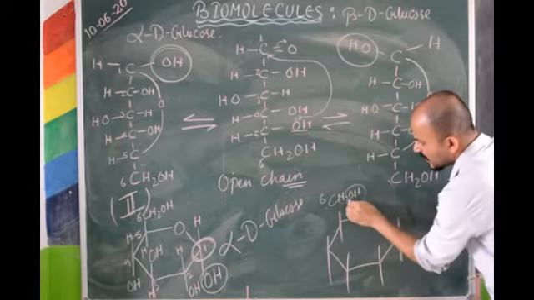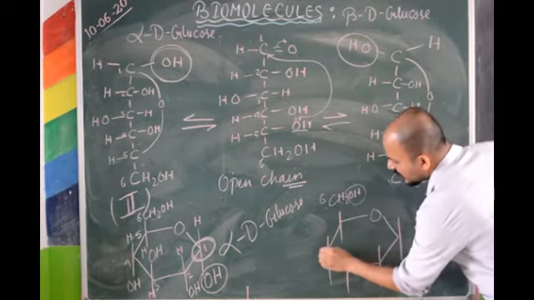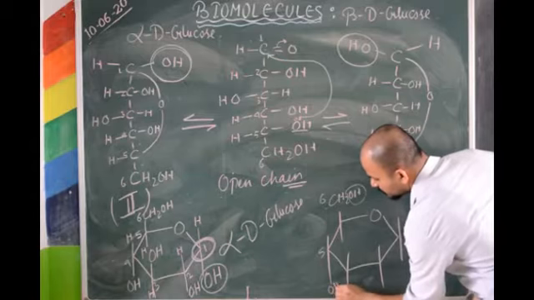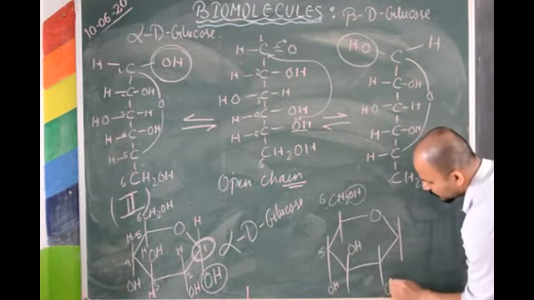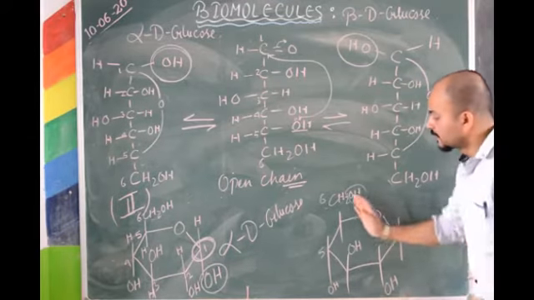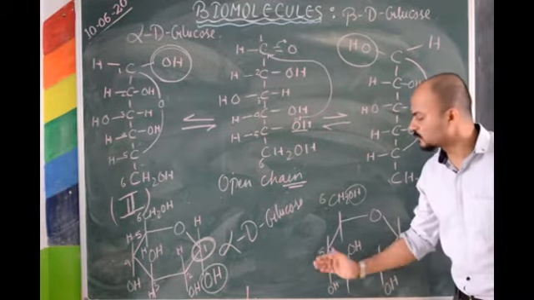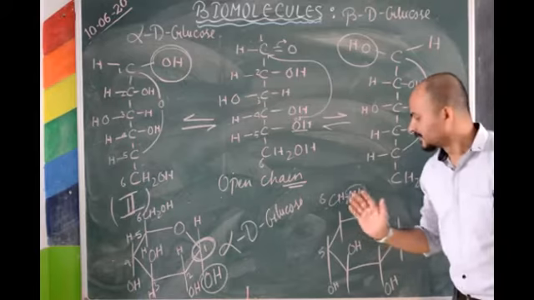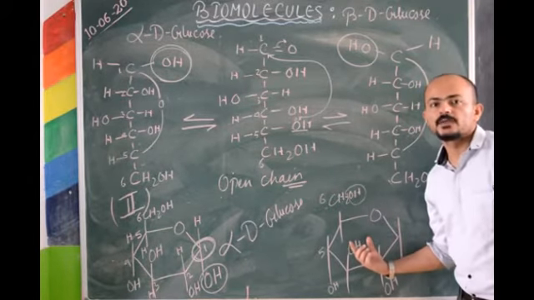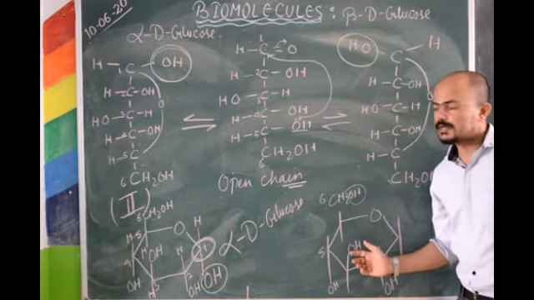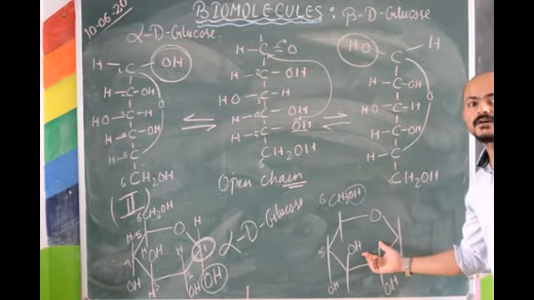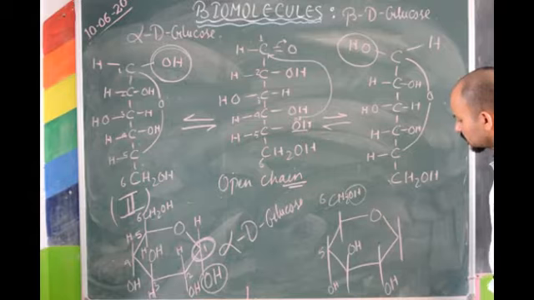If OH group is on the upper side, on carbon number 5, it will be below. Then it goes up again. Then it comes below. So this is also another way of remembering how these OH groups and H groups are written on this ring form of glucose. And this structure is also known as what? Pyranose structure of glucose. Okay?